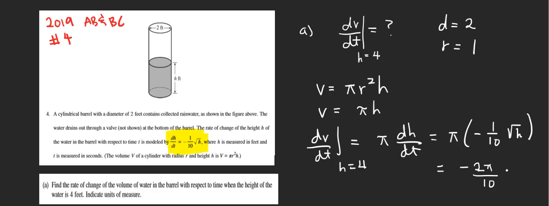On the FRQ, you don't have to simplify. You can just leave it like that. If you simplify, you should get negative pi over 5. And it says indicate units of measure. So it's going to be negative pi over 5 feet cubed, because of volume, change of volume over time. It's going to be negative pi over 5 feet cubed per second.